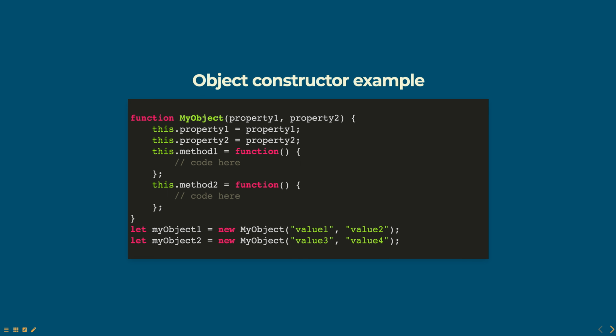In summary, JavaScript objects are a fundamental aspect of the language, and they are used to store and organize data and to represent real-world entities. They can be created using object literals and object constructors, and they have properties and methods that can be used to store and manipulate data.